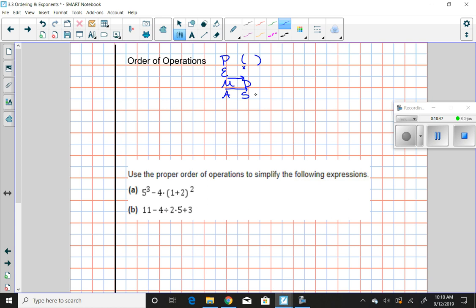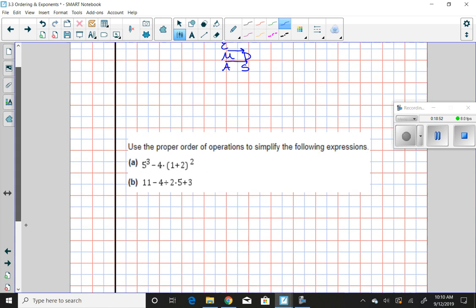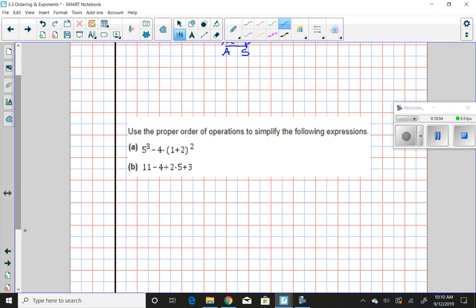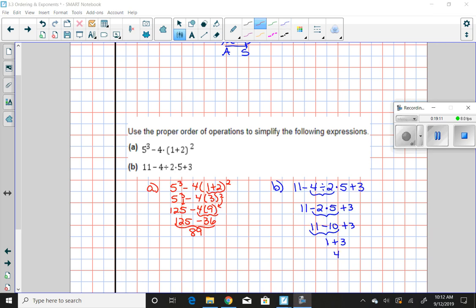Okay? So I'm going to ask you guys to pause and do parts A and B, and then I will come back on and see if you and I have the same answers. I am going to show all of my steps all the way through. So go ahead and hit pause now. My answer for A, I got 89. I worked within the parentheses, then I dealt with the exponents, then I multiplied, and then I subtracted.